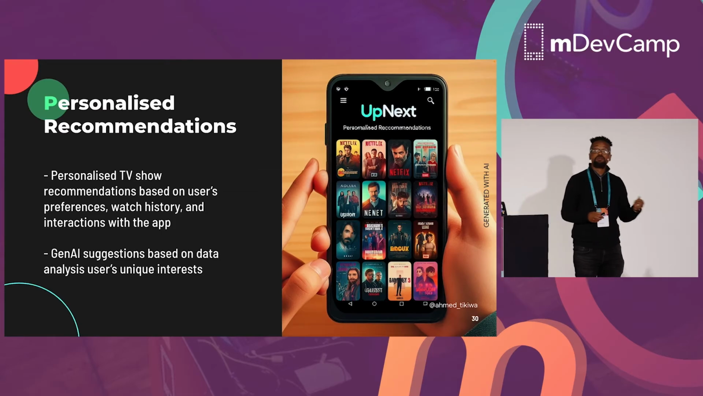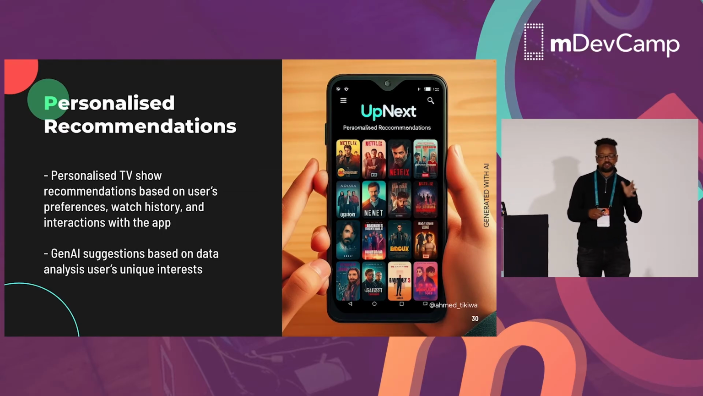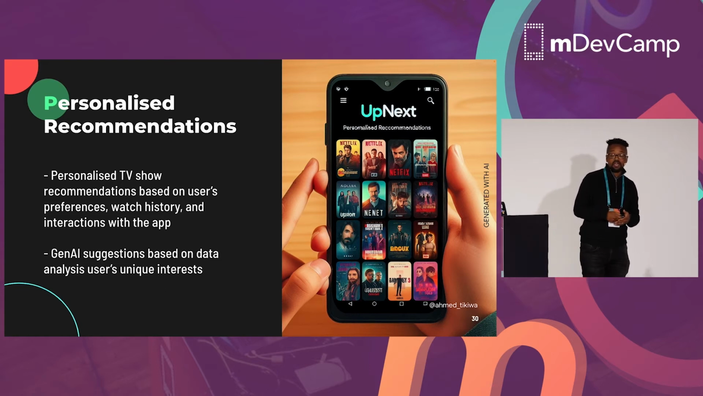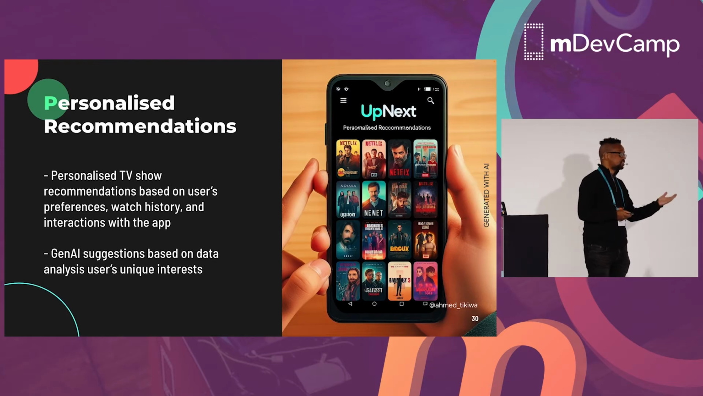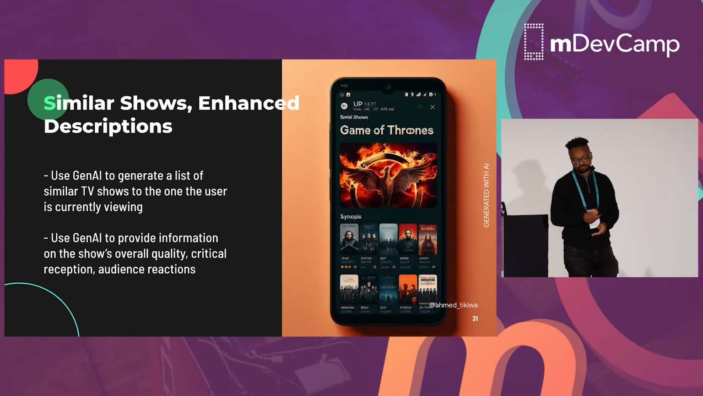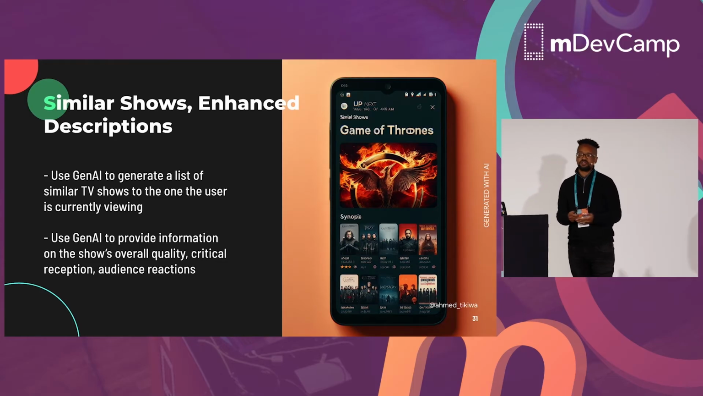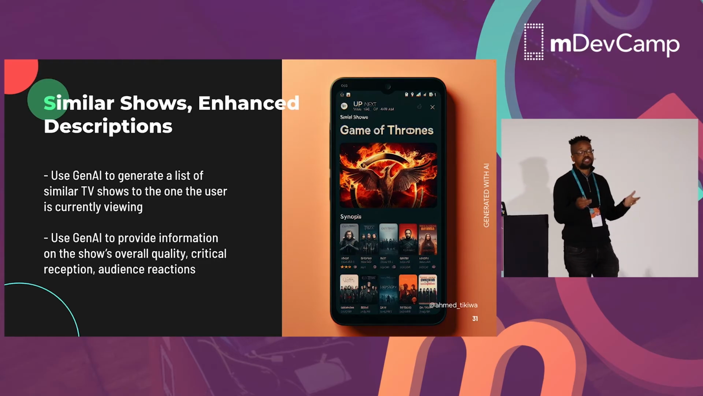Then the second one is personalized recommendations. So personalized TV show recommendations based on user preferences, watch history, and interactions with the app. Then Gen AI suggestions based on data analysis of users' unique interests. And the other idea was similar shows, having an enhanced description within the show detail screen.